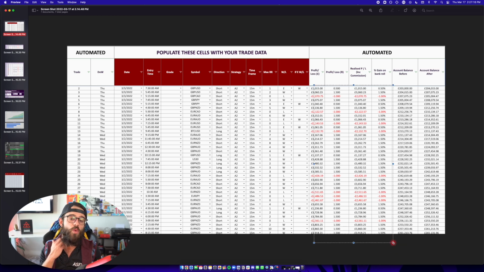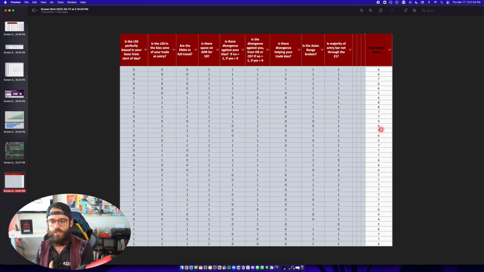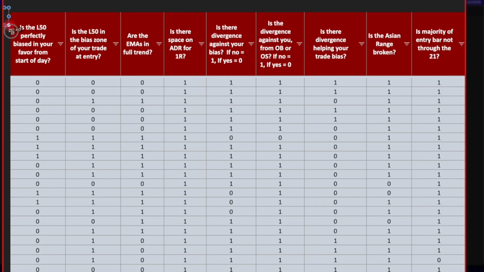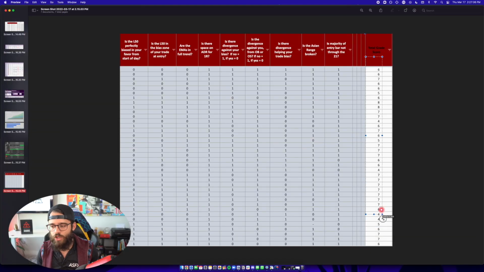I have about 260 more to put into this spreadsheet before I'm ready to say exactly how we need to trade this, because I'll use this spreadsheet with the questions over here. These questions get graded. Is the L50, which is a part of the TDI, perfectly biased from the start of the day? Is it? Yes. Okay, that gets a 1. Is it a no? That gets a 0. And then the highest score trades, those trades are the highest probability ones.